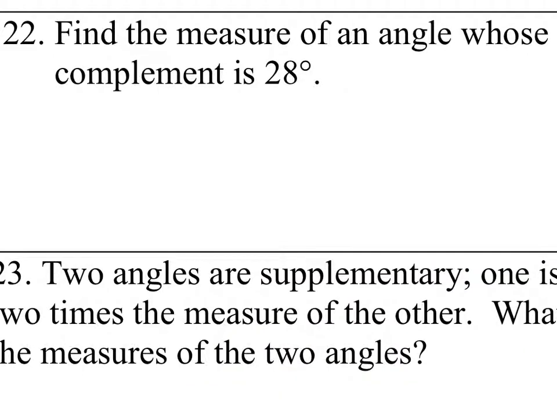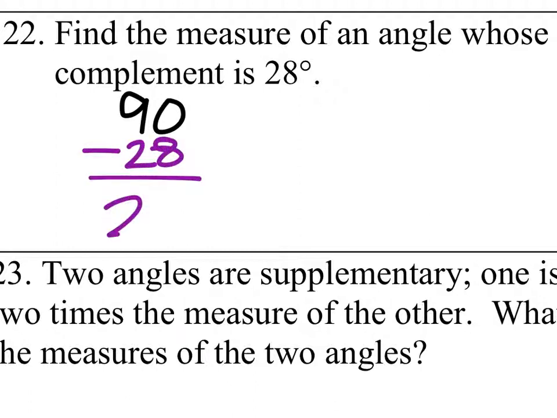Yeah, so on this one, the complement is 90 degrees, so the two will add up to 90. One of them is 28. Let's subtract that out. Bam, 62 degrees for this complementary angle to 28 degrees.